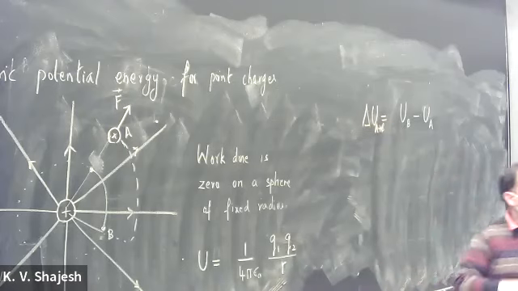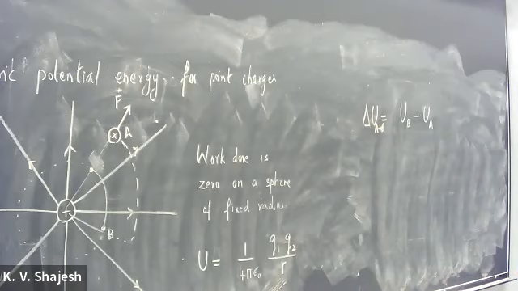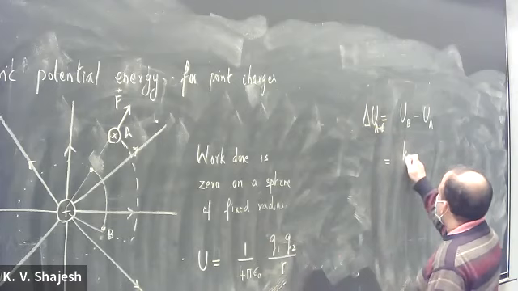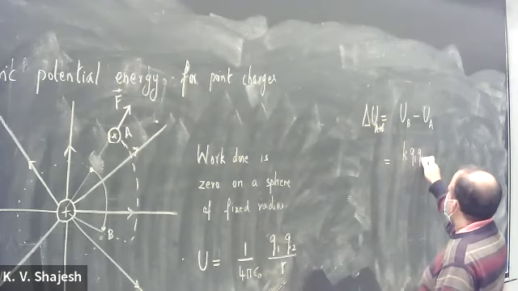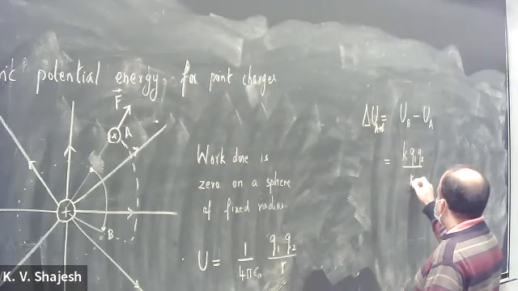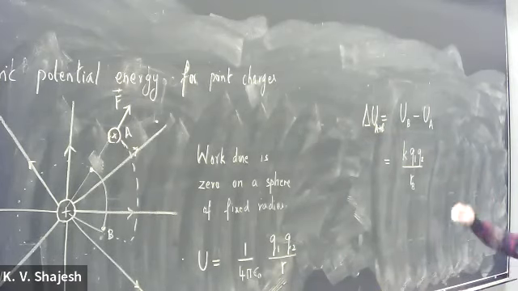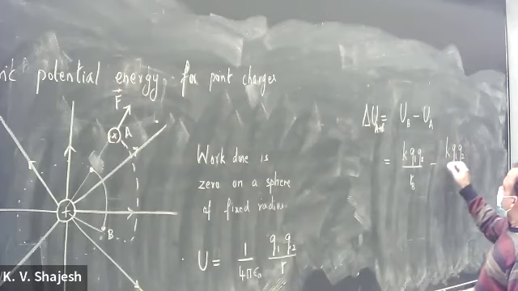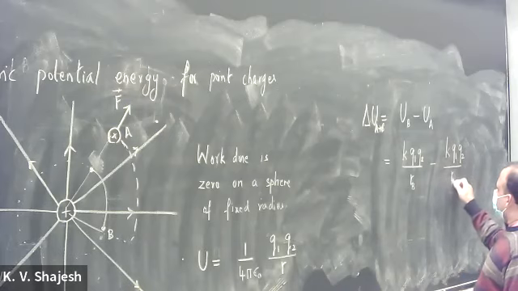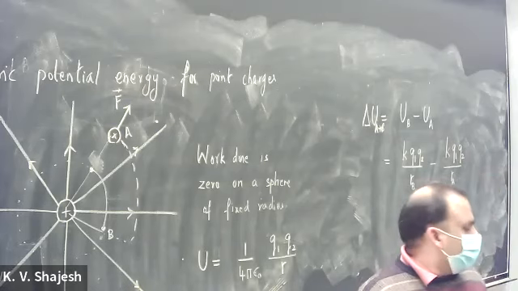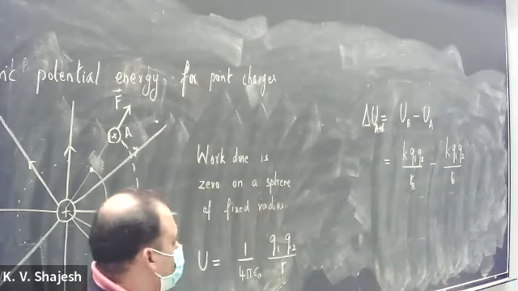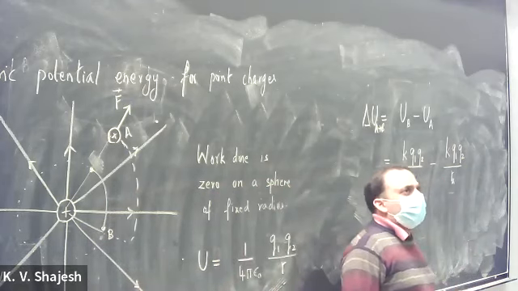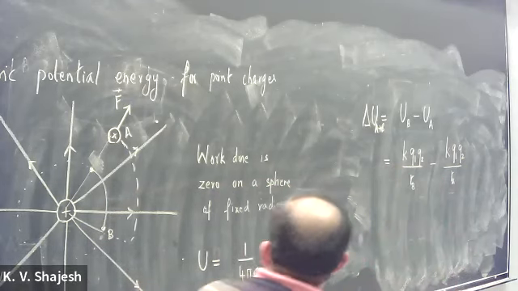They go from point A to point B, and that's equal to, so this is K, right? So this is K Q1 Q2 over the distance from the center, that's R of B, and minus K times Q1 times Q2 divided by R of A. That's your change in potential energy.